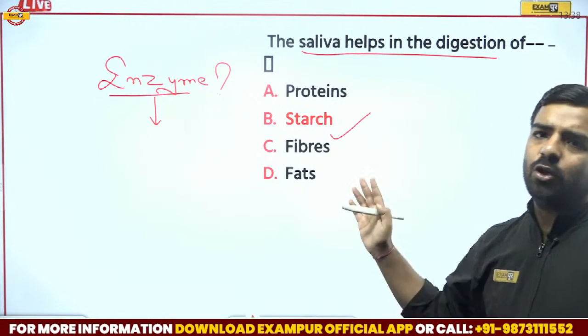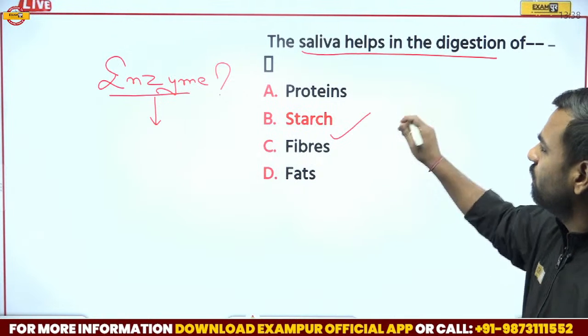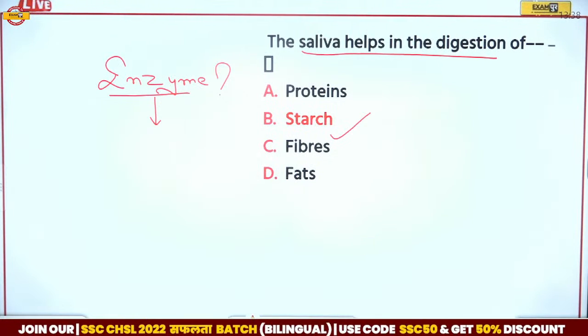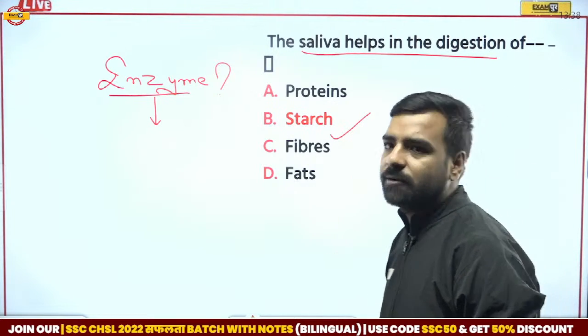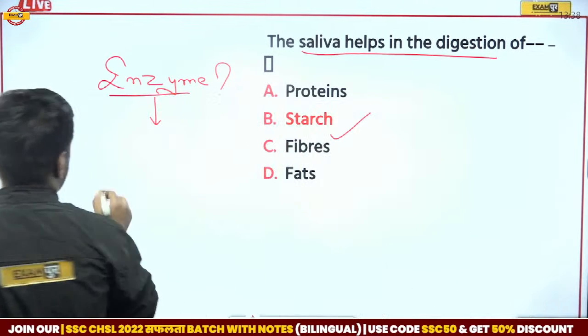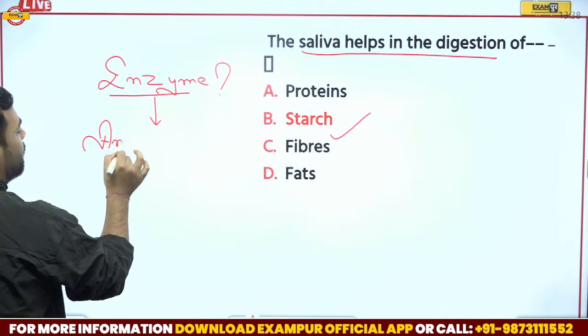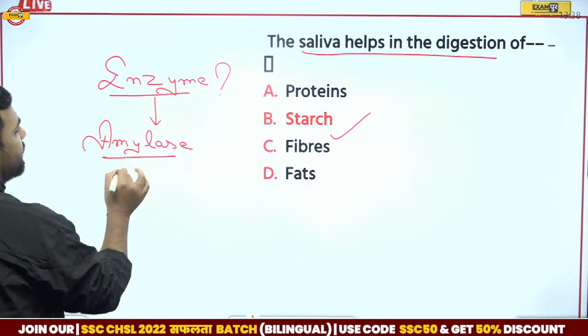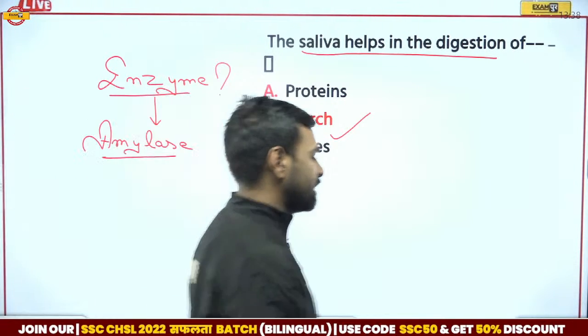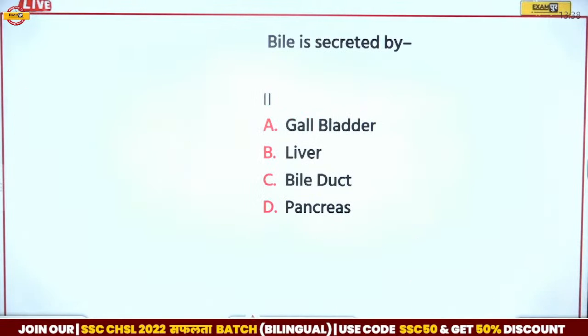So yes, if I talk about this question, can you answer this part? The question was, the saliva helps in the digestion of what? Is it protein, starch, fibers or fats? The answer is going to be starch. And Kanak, you are absolutely correct. We are talking about amylase over here. Amylase is the enzyme which is helping in the digestion of the starch. Totally correct. Very good. Next we have, bile is secreted by what?